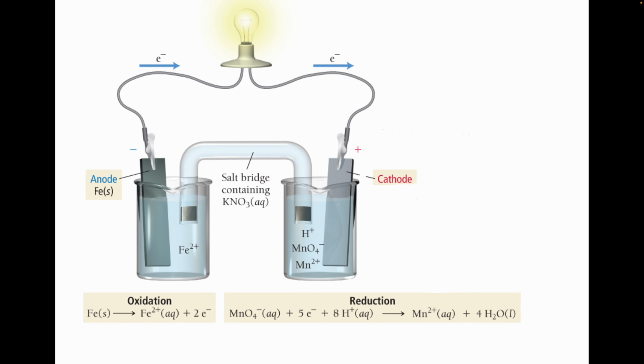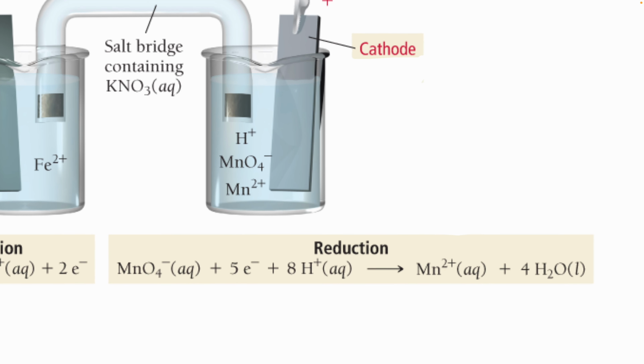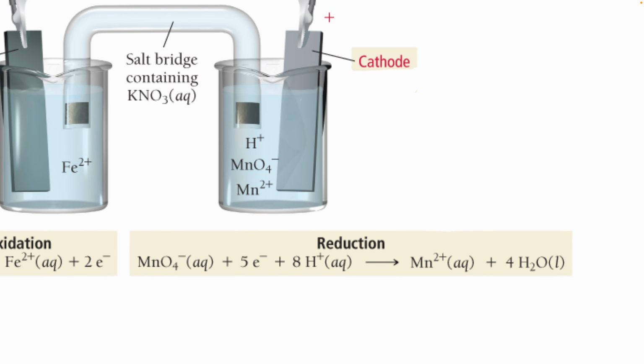But now let's look carefully here. What are we going to make our cathode out of? Over here it was simple enough. Iron was involved in our reaction, so let's make that anode out of iron metal. If we look at our reduction reaction, what we're going to note is that there are no solids in this reaction. Everything is aqueous. So then what are we supposed to make our cathode out of?